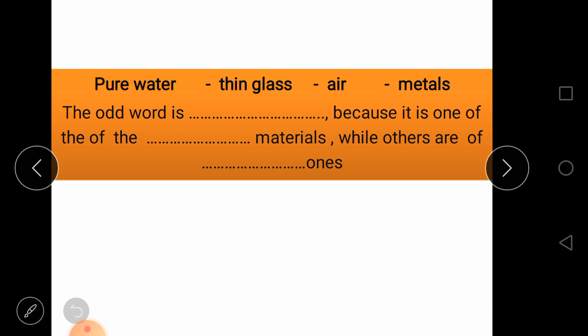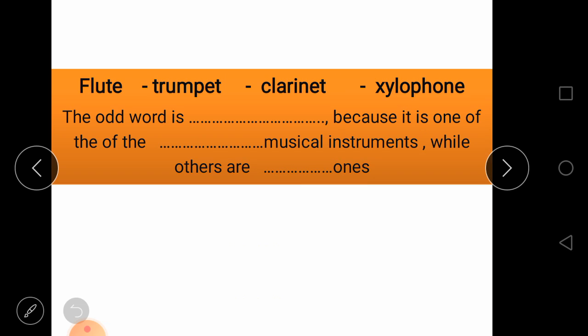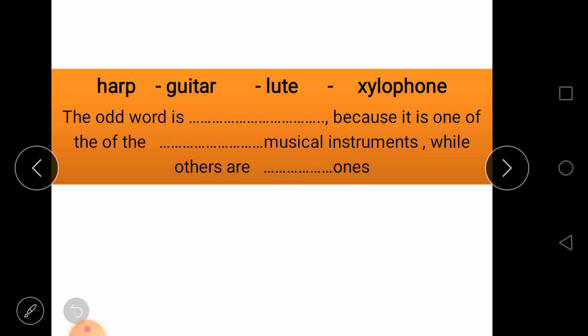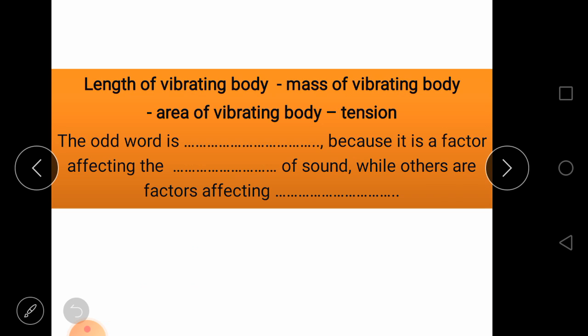Let's go to light to see these ones. Pure water, thin glass, air, metals. Metals because it is one of the opaque bodies, while others are transparent bodies. Flute, trumpet, clarinet, xylophone. The odd word is xylophone because it is percussion, while others are woodwind instruments. Harp, guitar, lute, xylophone. Xylophone because it is percussion, while others are string.